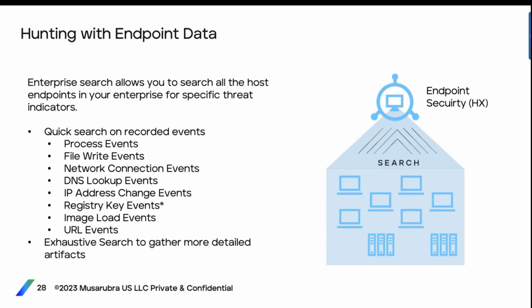Now, for the purpose of this webinar, we have a short amount of time. I'm going to pick one. So I'm going to use Endpoint Security HX for the demo. With Endpoint Security HX, we can search either recorded EDR events like processes that were run, file write activities, registry key changes related to persistence, or if we don't want to limit ourselves to searching just what the agent has recorded, we can run what we call an exhaustive search, which is going to gather more detailed artifacts. And when we get into that option, I'll show you some of the considerations.